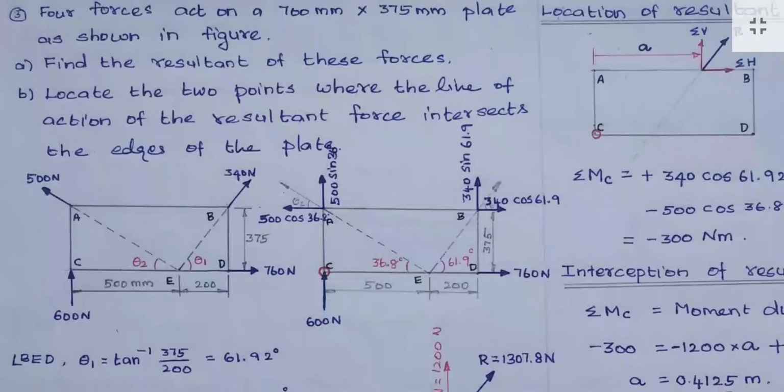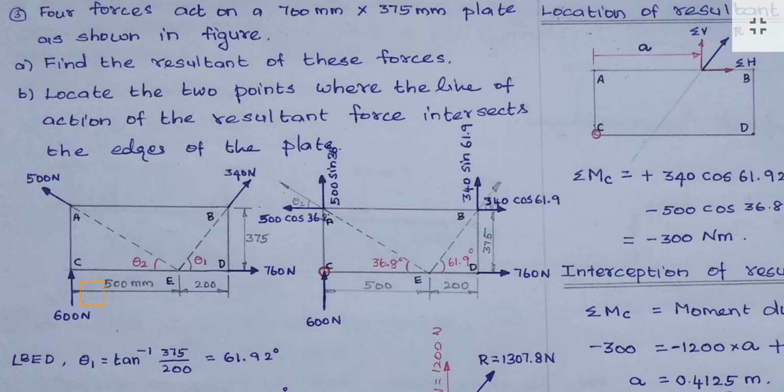Students, in this session, let us solve one problem on location of the resultant force in a two-dimensional system. Let us read the problem. Four forces act on a 700 mm by 375 mm plate as shown in the figure.